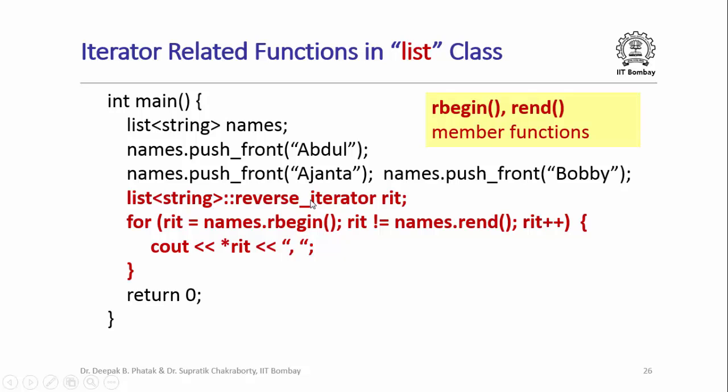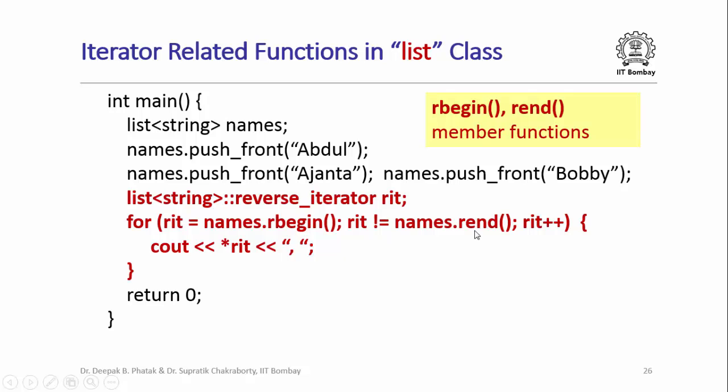Now I could also have a reverse iterator, which I could use with the rbegin and rend member functions. So here, rit is a reverse iterator of the list class instantiated with string data type. And here I'm iterating through the list, but in the reverse direction, from the back of the list to the front of the list. So when I say names.rbegin, this is actually an abstract pointer to the element at the back of the list. And as I increment the reverse iterator, I'm basically following the backward links and moving from the back of the list to the front of the list.